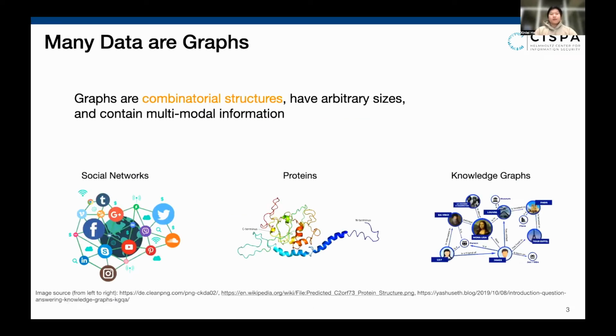In the real world, much data is graph data, which has a combinatorial structure, arbitrary size, and contains multimodal information. For example, social networks, protein architecture, and knowledge graphs. To better leverage the graph information, a new type of machine learning model called graph neural network has been proposed.